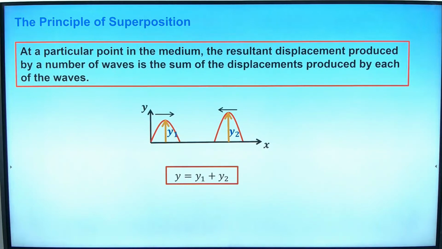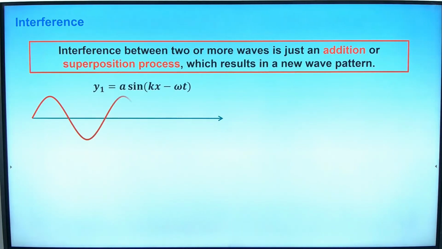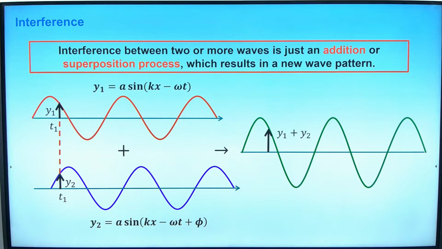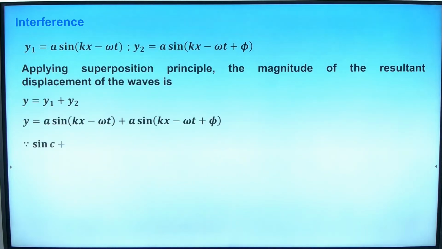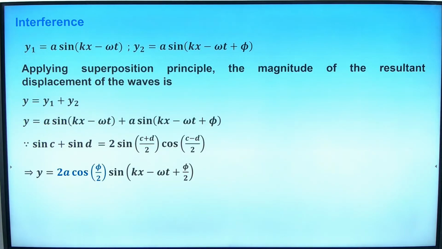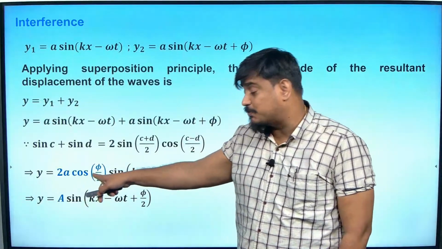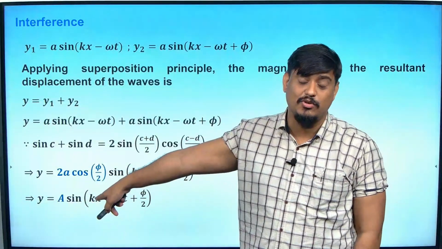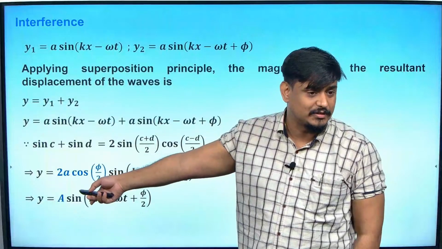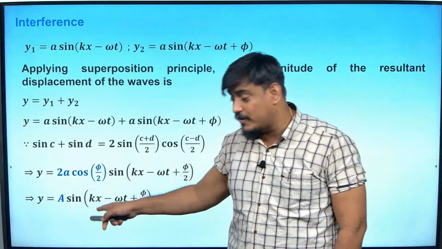And when we did it equation-wise, if you remember, we got the equation of y1 plus y2 as this: 2a cos phi by 2 sine kx minus omega t plus pi by 2. Once again I am repeating, the amplitude here is 2a cos phi by 2. From here also a question is going to come in your examination. So this is not the equation of a wave.